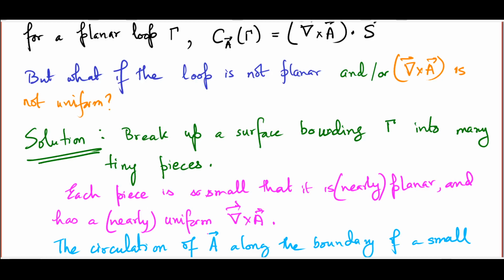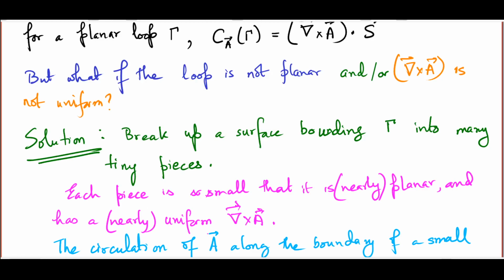However, what we are saying is, if you take such a surface and break it up into many tiny bits, the tiny bit of even a curved surface always looks like a flat bit. And therefore, each piece can be made so small that it is nearly planar, and over that particular small bit, curl of A can hardly vary, so that it has a nearly uniform curl of A.